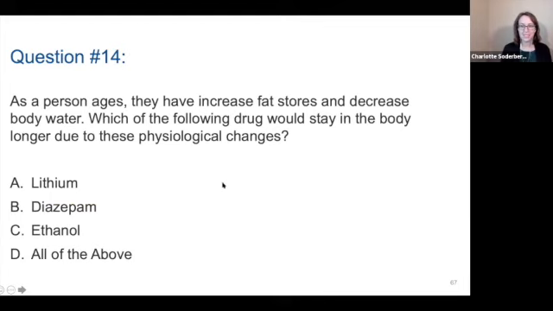Question number 14. This is going to hark back to a couple slides ago. So as a person ages, they have increased fat stores and decreased body water. Which of the following drugs would stay in the body for longer due to these physiological changes? So increased fat stores and decreased body water. Which one's going to stick around longer? Give you about 20 more seconds.